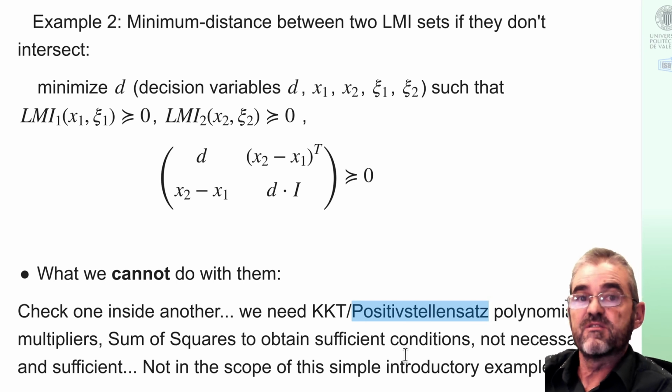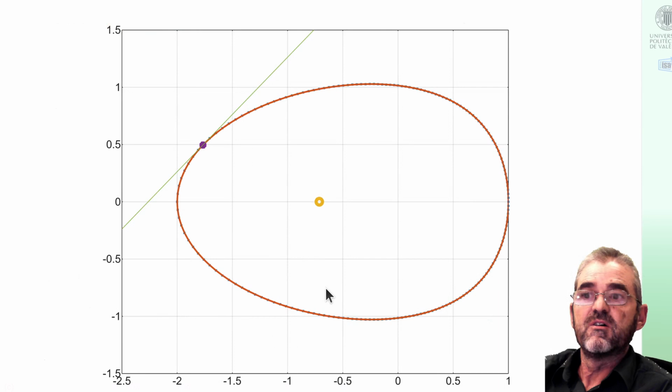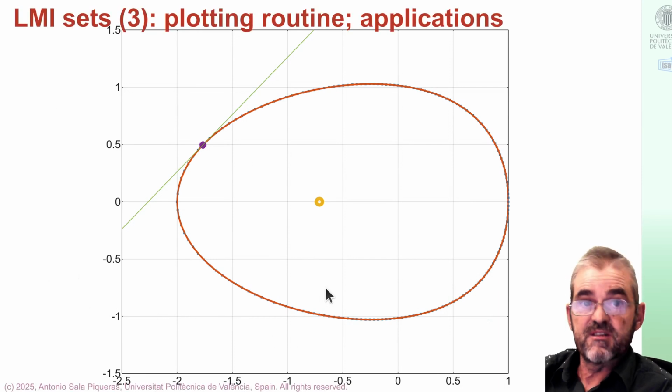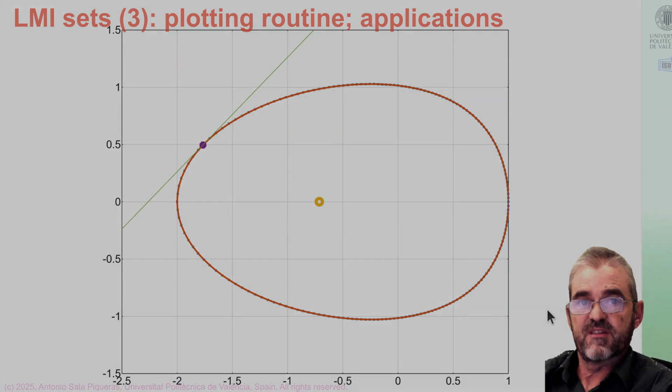We just conclude our first introduction to what LMI sets are, to what lifted LMI sets are, and how to plot them, and how to optimize some interesting things on them, or how to check if LMI sets intersect. So we end here. Thanks for watching.